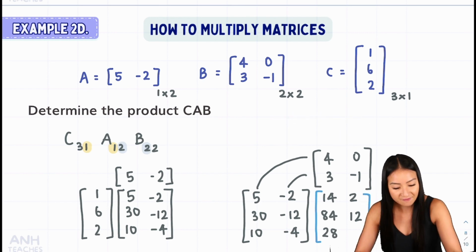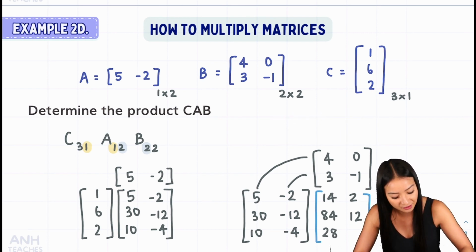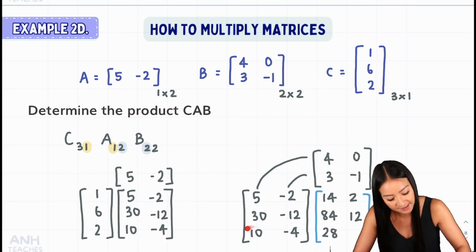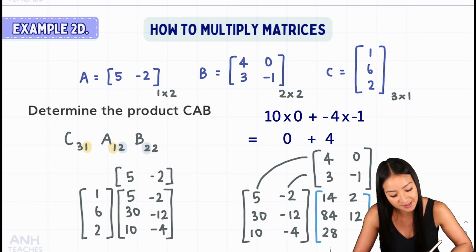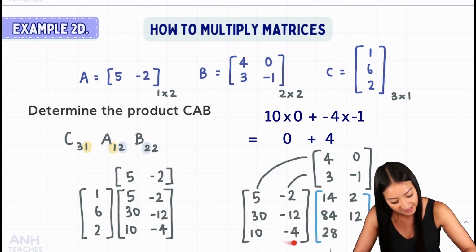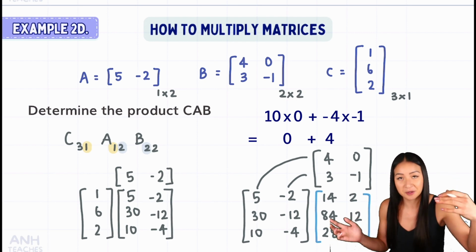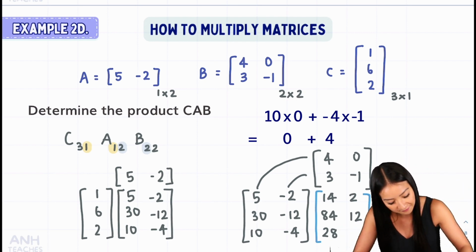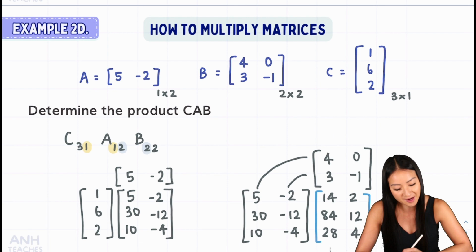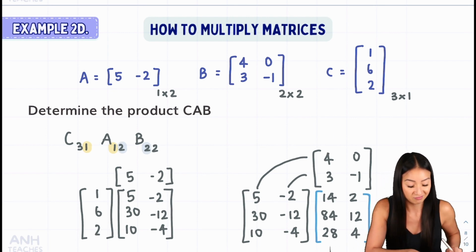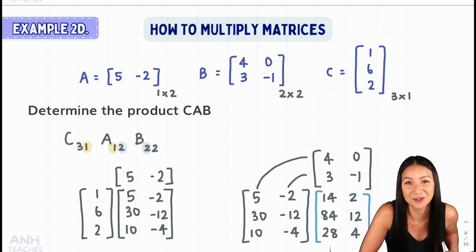And then very last element, I've got this row and this column that lines up to this element, starting with the outermost values. 10 times 0 is 0. -4 times -1 is +4. 0 plus 4 is 4. And there we go. We have our final answer. CAB is that matrix there in blue.